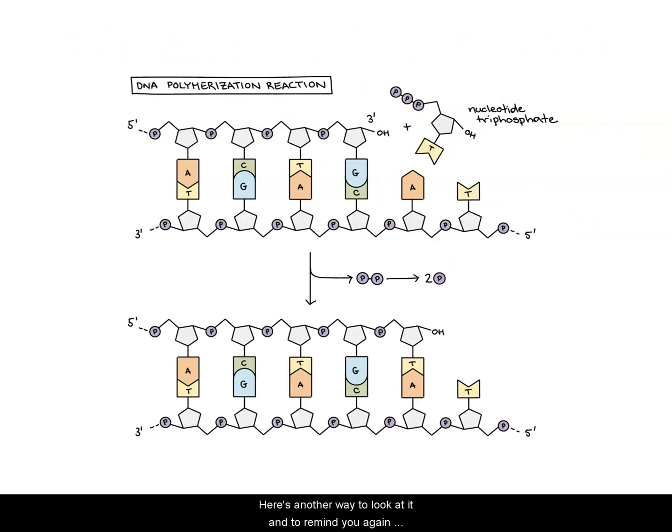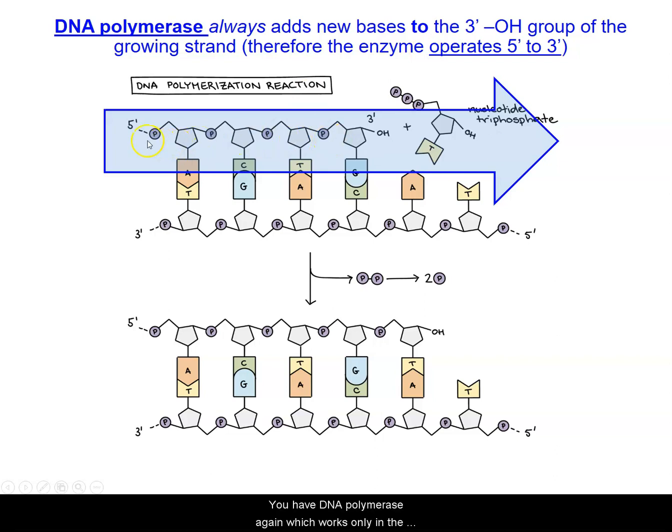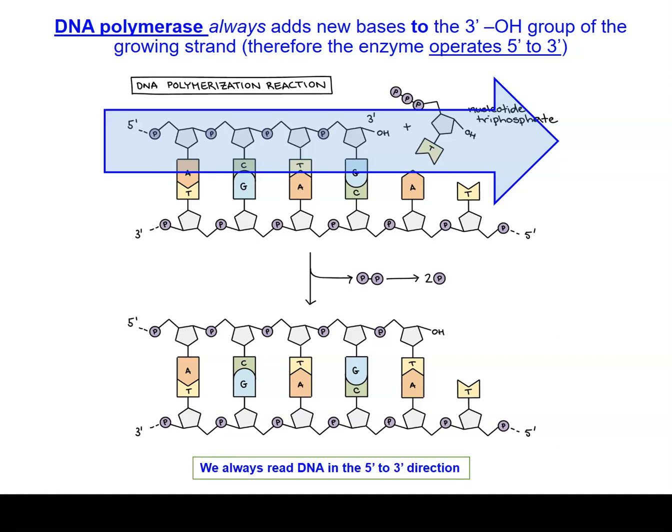Here's another way to look at it and to remind you again how macromolecules are built. You have DNA polymerase, again, which works only in the 5' to 3' direction, as indicated by this giant blue arrow. It works in the 5' to 3' direction because the DNA polymerase, when it lands here, so right now it has an A. Let's look at this A here by the cursor. This A is ready to be bound to a T. So you can see another nucleotide with a T coming in.